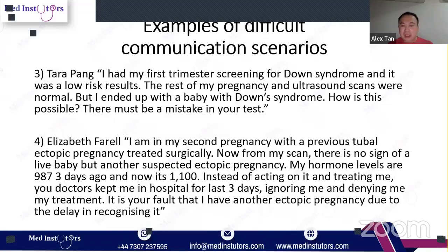I'm in my second pregnancy with a previous ectopic, treated by surgery. Now, in this pregnancy, there is no viability, so a second recurrent ectopic is suspected by the doctors. My hormone levels are static, 987, and then 1,100. Instead of acting on it and giving me treatment, the doctor kept me in the hospital for 3 days, ignoring me, denying my treatment.